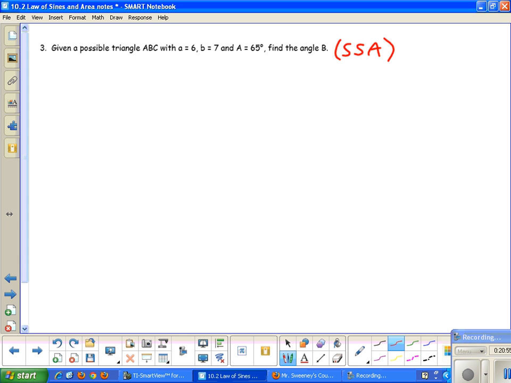Or if you rewrite that the other way, anytime you have the ASS theorem, it's a pain because you have to figure out how many triangles you have. So for this, always draw a picture first. So I have angle A, which is 65 degrees. We know that this side we're going to call B, which is 7, and then we have this side right here, which is 6. So down here would be B and here would be C.